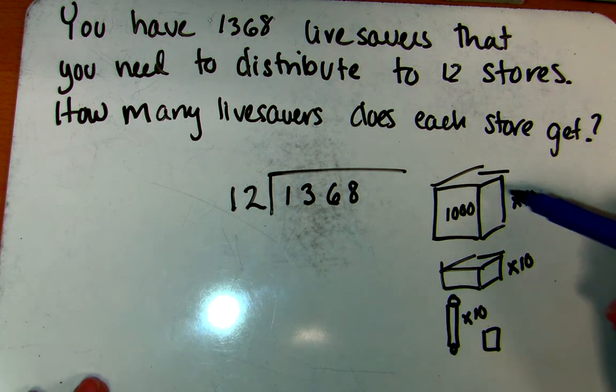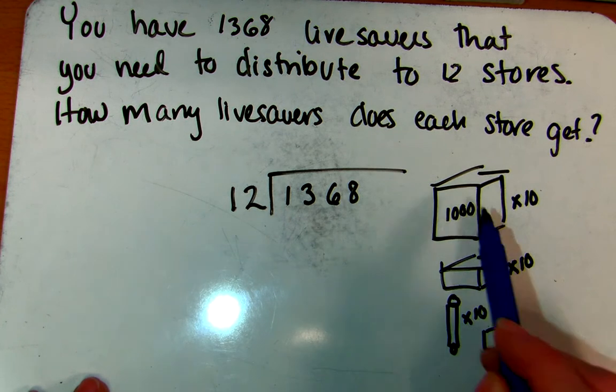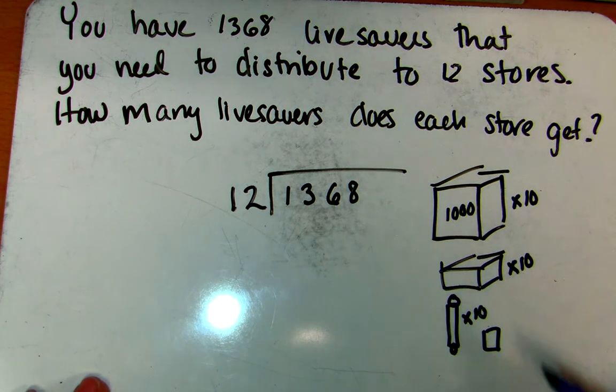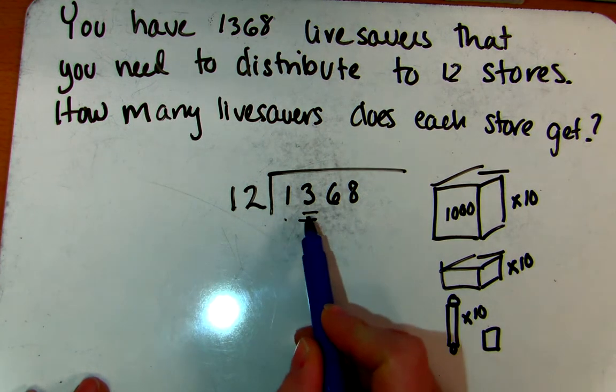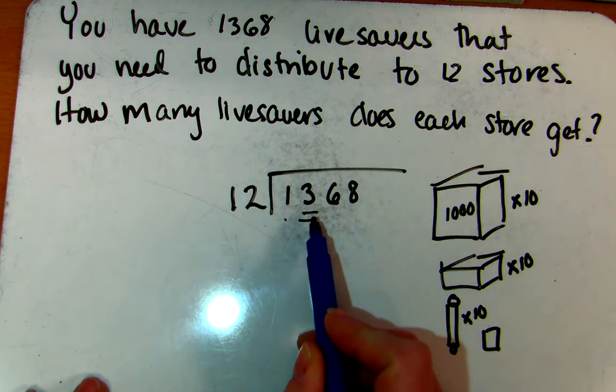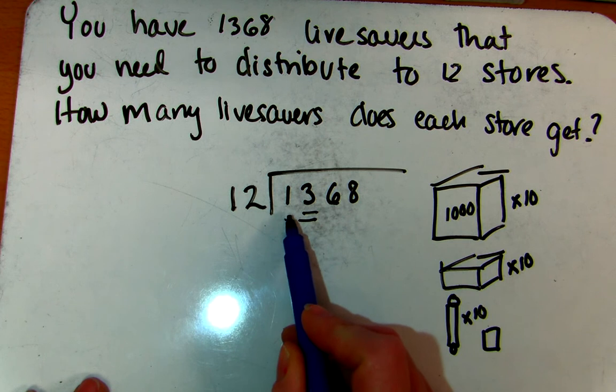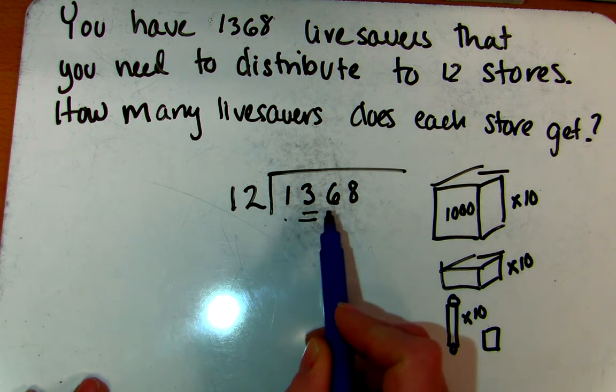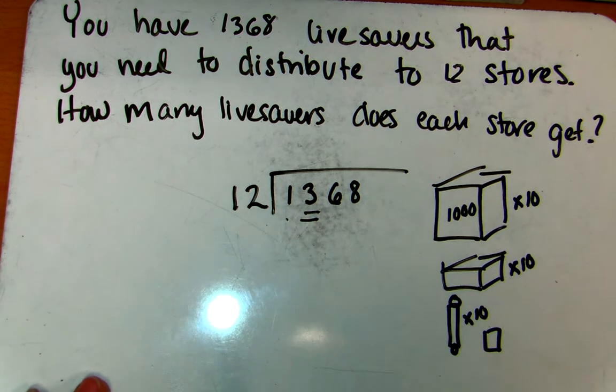So if I trade in my one big crate for 10 smaller boxes, I'll have 10 boxes plus the extra 3 boxes that I would have already had. Because with 1,368, I had 3 groups of 100 already, because when I went to that storeroom, I had one big crate, 3 boxes, 6 rolls, and 8 individual Lifesavers. That's what our 1,368 represents.